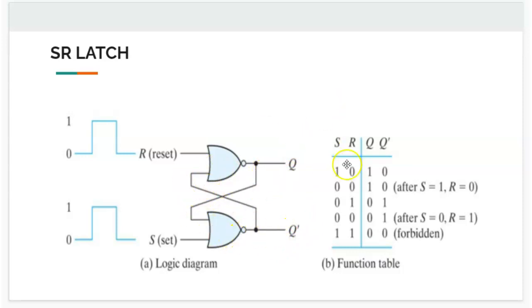Like it will continue attaining the same state. But once you give both S and R as 1, this becomes 0 0. So you cannot predict the next output, the next state of the system. So it's actually forbidden to give 1 and 1 here. That is the only catch. Regardless of that, it's actually nice to store elements in a circuit.